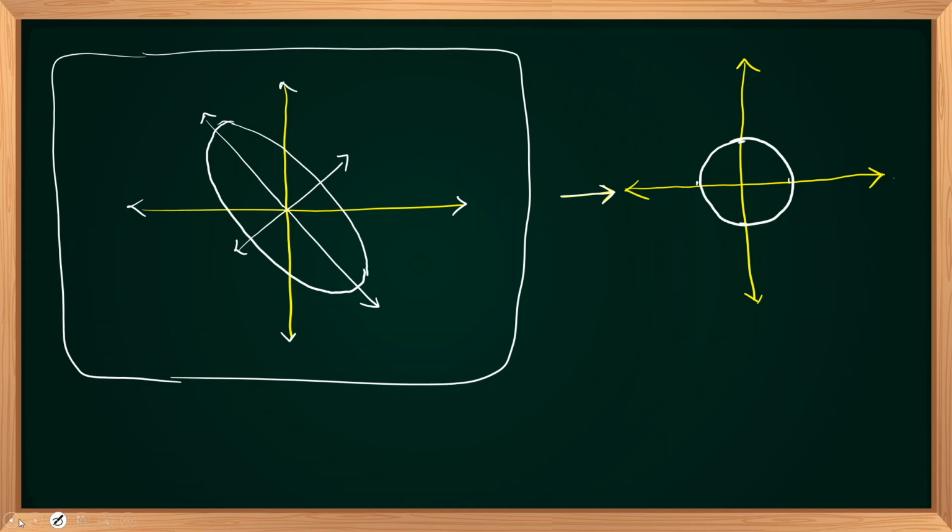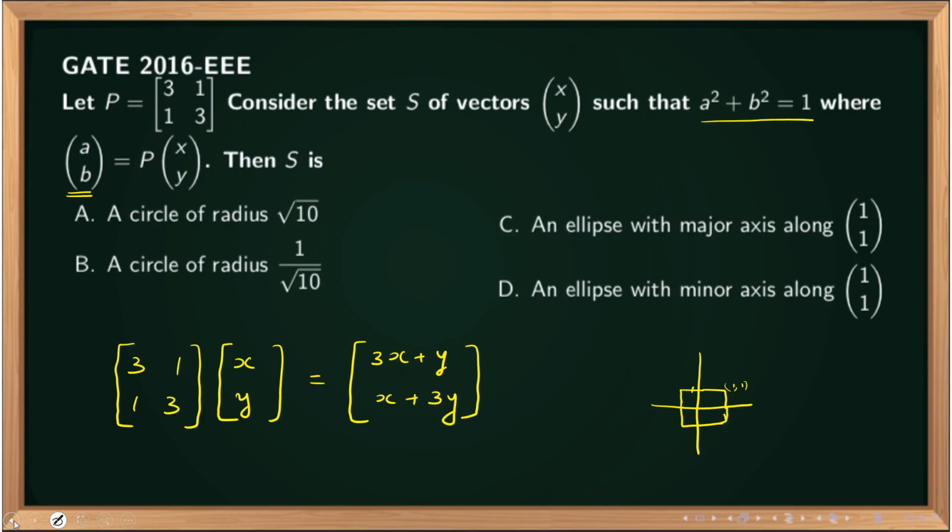So to answer this problem, you don't need to do any mathematical analysis. The answer for this question will be an ellipse with minor axis along (1, 1). This will be the ellipse which will be transformed by this matrix into a circle. Okay, so this is an intuitive way of solving this problem rather than doing the mathematical analysis.